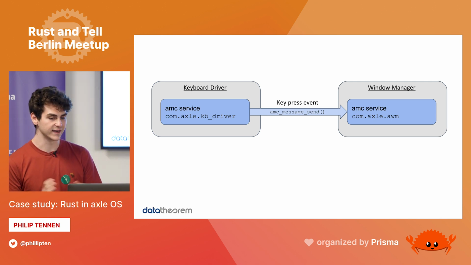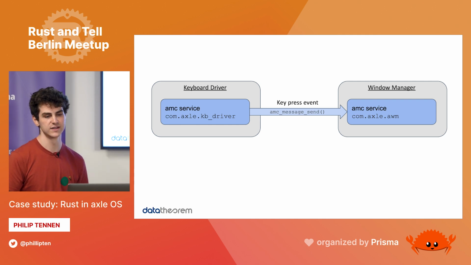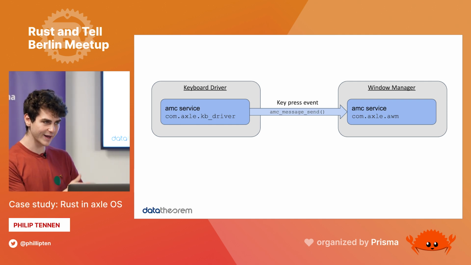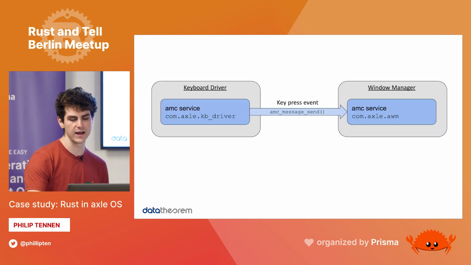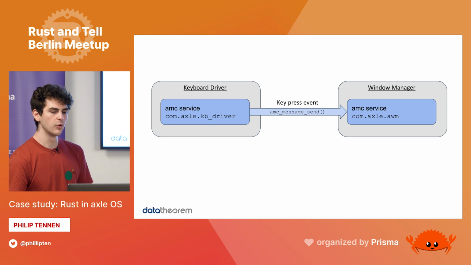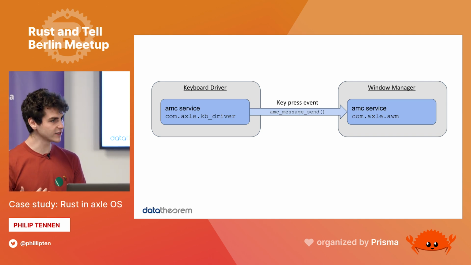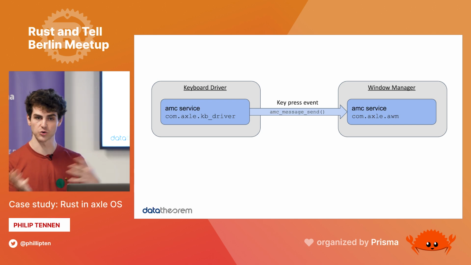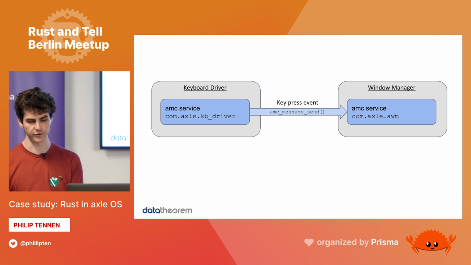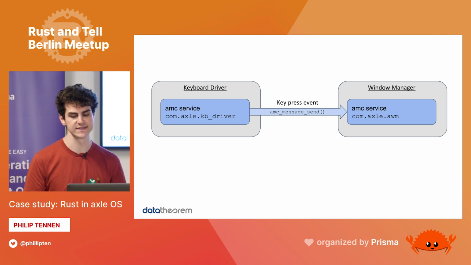The way it does that is with this syscall, Axel Message Center message send. It would send this key press event to the window manager, which would then dispatch it appropriately. But when the keyboard driver sends this event, the window manager might not be ready to receive it. It might be in the middle of drawing some other windows or handling some other input. So we're going to need some kind of queuing in place to deal with this.